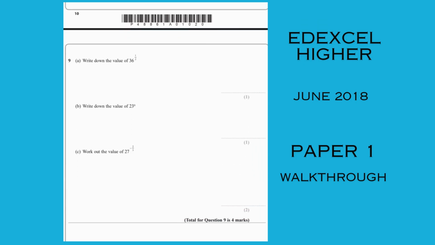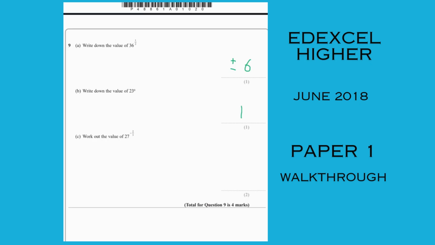Number 9, just some straightforward knowledge for A and B. So power of a half means square root it. 6 will be the most popular answer, but if you want to be watertight and perfect, plus and minus 6. For B, anything to the power of 0 is always 1, never changes, doesn't matter the number or a letter.